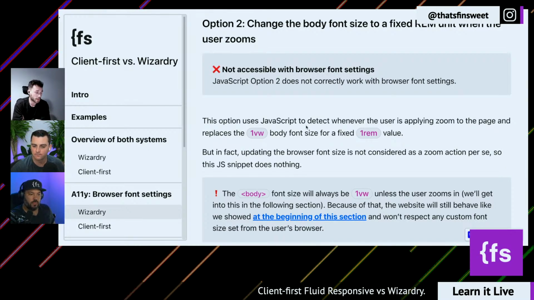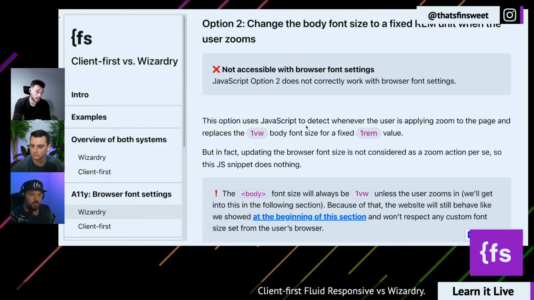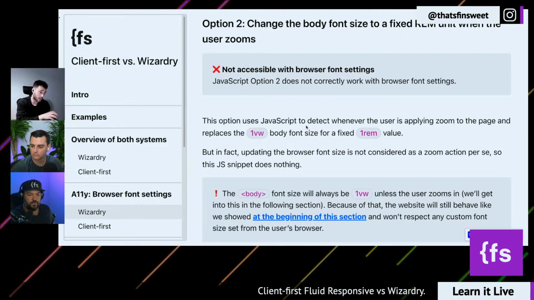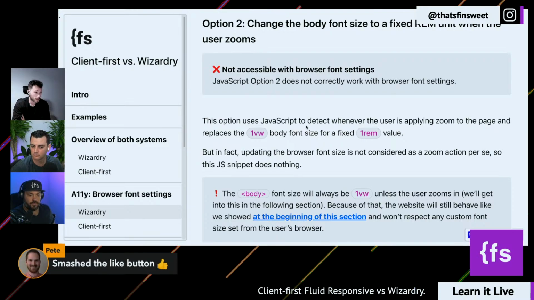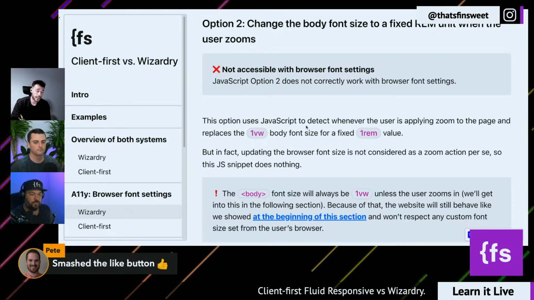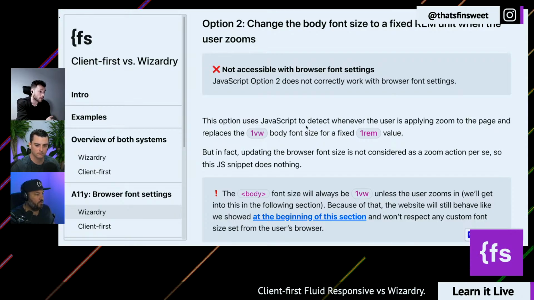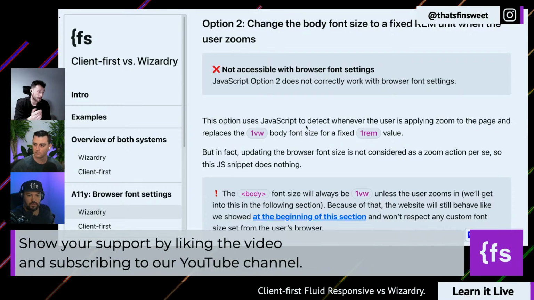So the option 2. This JavaScript snippet, the only thing that it's doing is checking whether the user is zooming in or not. And in that case, it again replaces the body font size with a fixed REM value, one REM value. So in that case, browser font size won't work, because if you're not zooming in, you still have one VW on the body, and nothing is reacting.